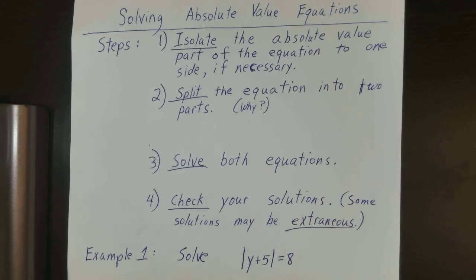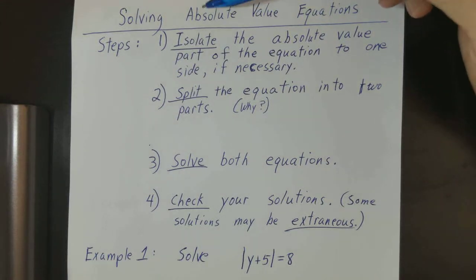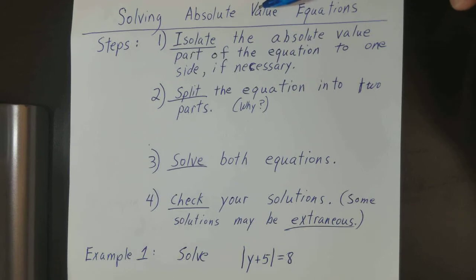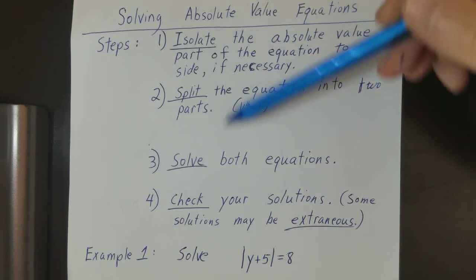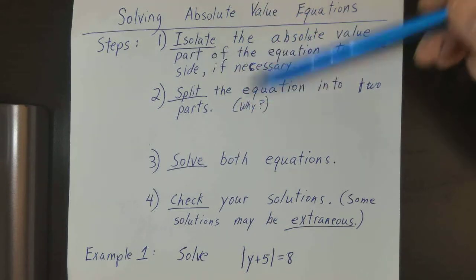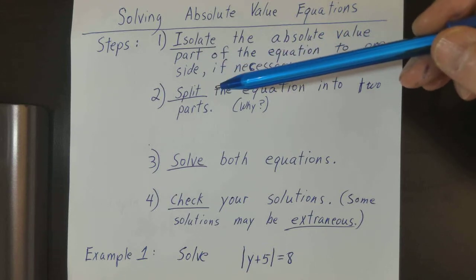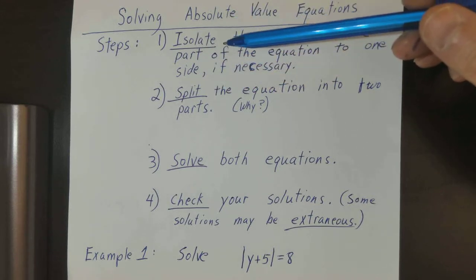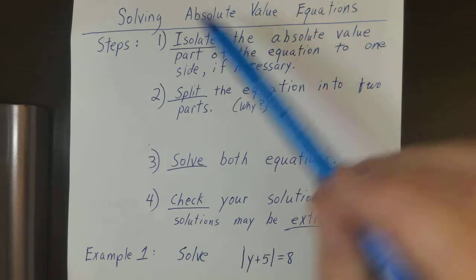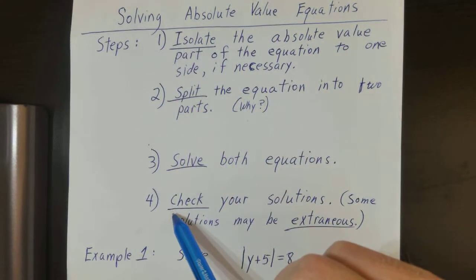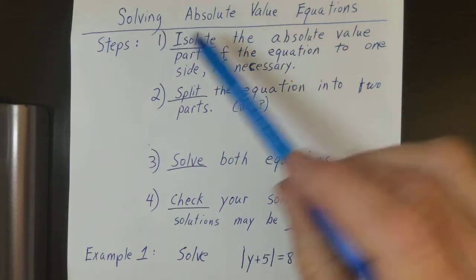Okay, we've been solving equations. We're going to take it up a notch and work on solving absolute value equations. This kind of takes it from Algebra 1 to Algebra 2. This is more of an Algebra 2 topic because it's a little more advanced. Now, I do have a four-step process here that I'd like for you to write down.